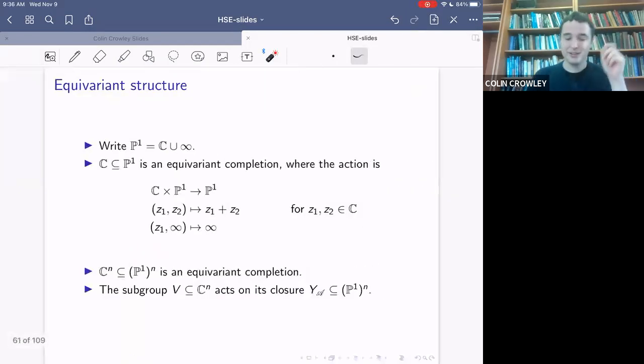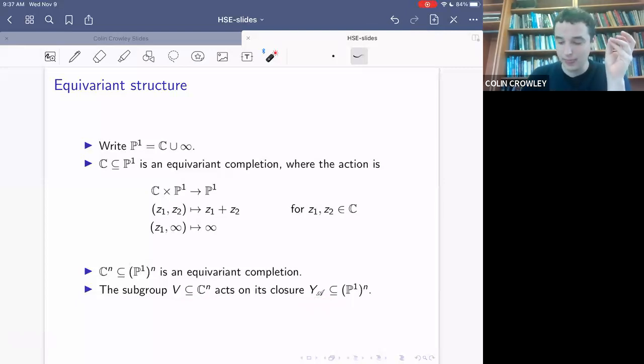And finally, V, we embedded it into Cn, and it's a subgroup. So its action on itself preserves itself. And therefore, the closure, Ya, is also preserved under this action of V.